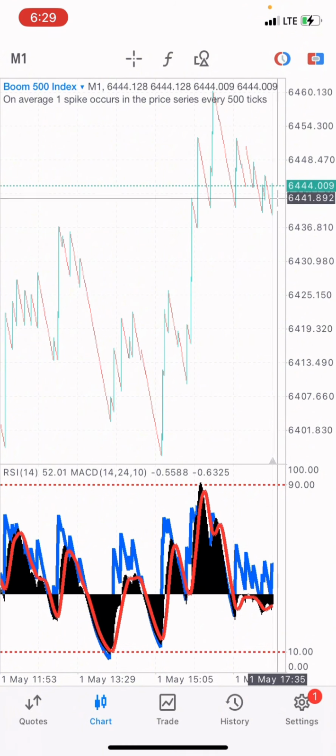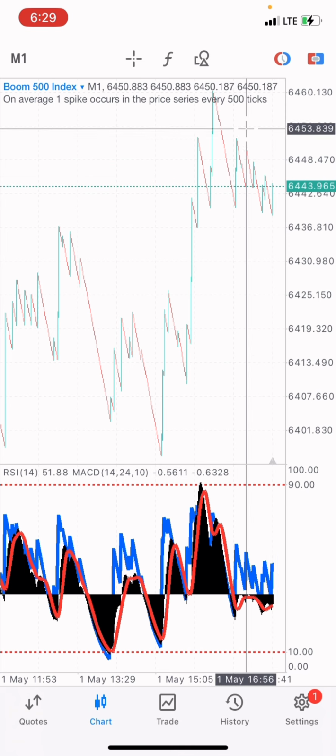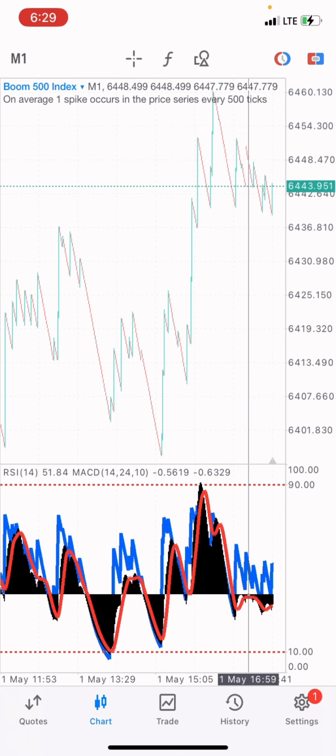So we're seeing a possible sell entry at this point, though the market may buy again, because that's how Boom and Crash actually works. The market will sell for a particular period of time, then the market will buy. It will sell again, then it will buy. That's why scalping is the best method for you to trade this type of indices.